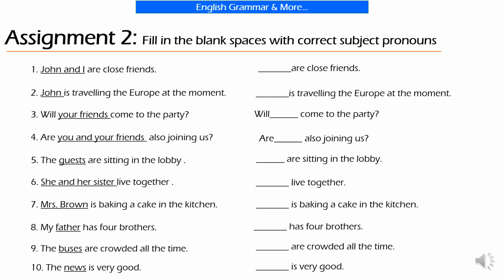For this assignment, what you need to do is by referring to the underlined subjects on the left side of the screen to fill in the blank spaces with the correct subject pronouns. Once again, you have 30 seconds to complete this task. After 30 seconds, I'll show the correct answers so that you can cross-check.